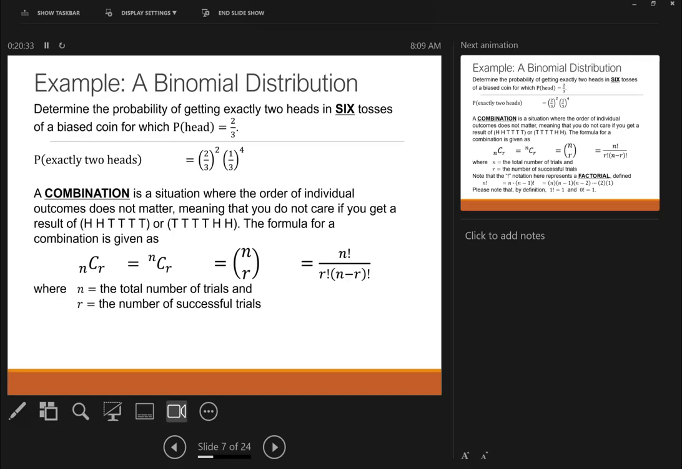What I'm doing is looking for a combination. But to actually do the calculation, the number of combinations is going to be n factorial divided by r factorial times n minus r factorial. So remember that the exclamation point after a number means factorial, right? For example, 4 factorial means 4 times 3 times 2 times 1.